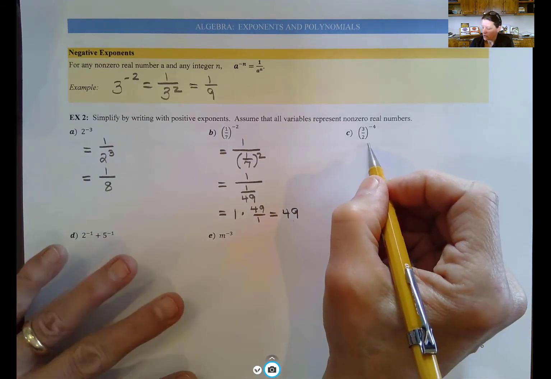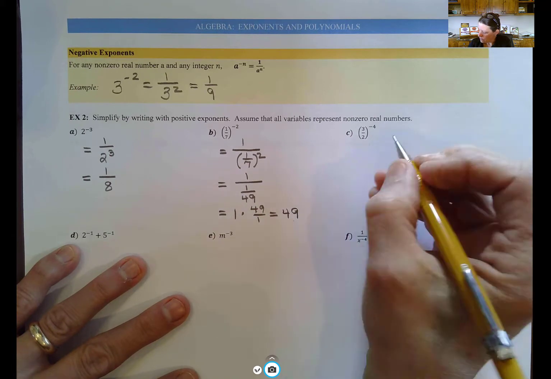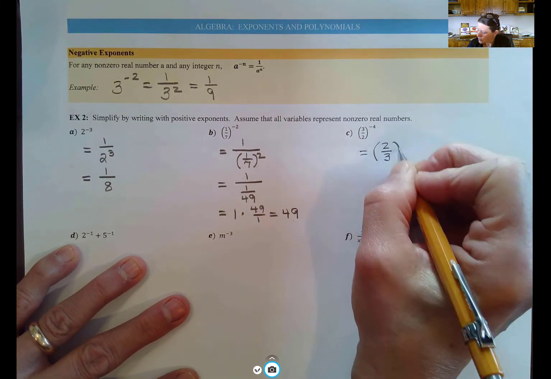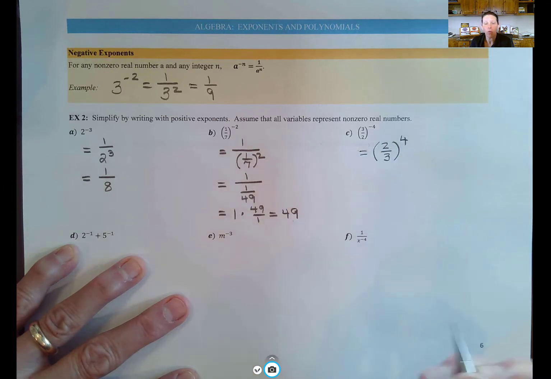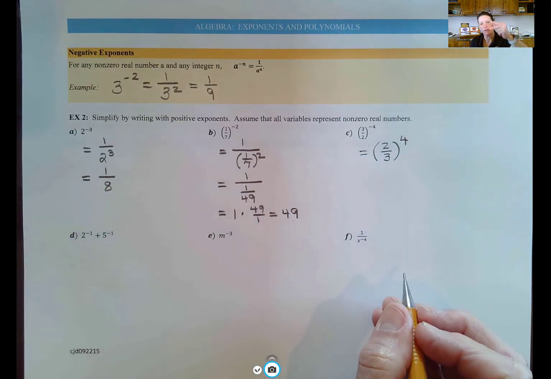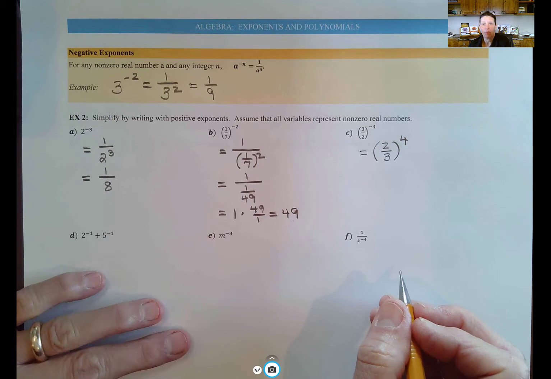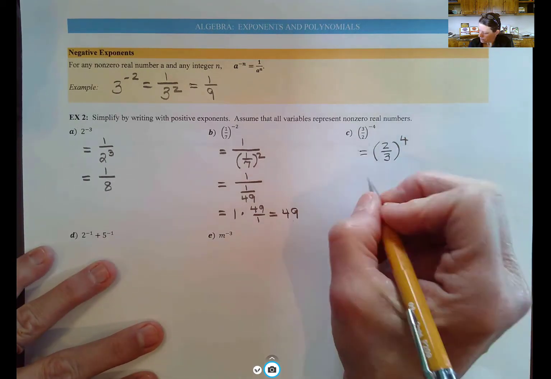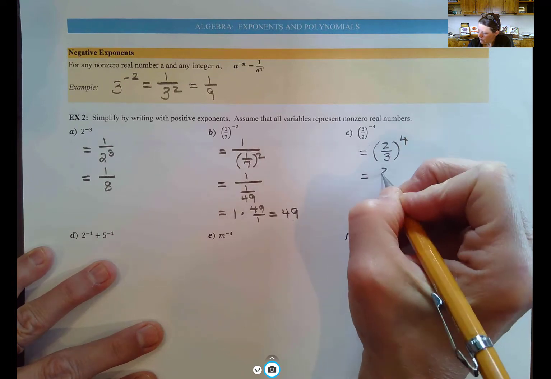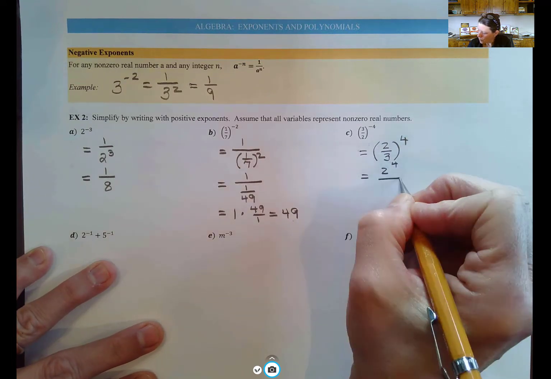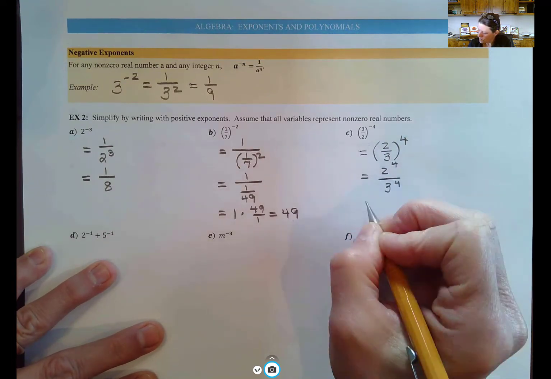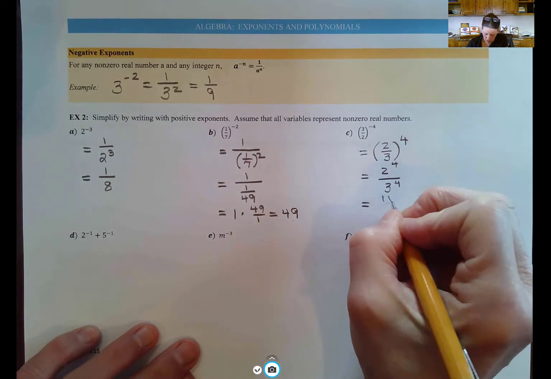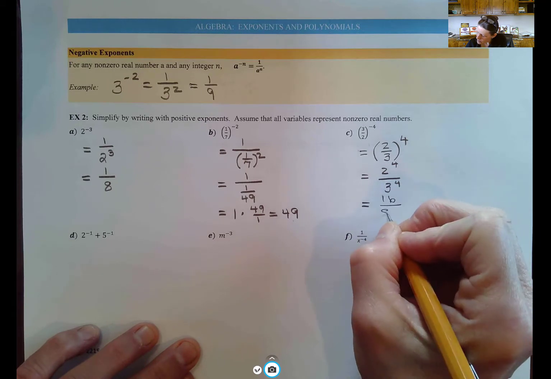Let's do that in part C. 3/2 to the negative 4, that's 2/3 to the positive 4. Okay, so here I'm just flipping that, let's say inverting that fraction, changing the sign of the exponent. And we can think of this as 2 to the 4th over 3 to the 4th. And 2 to the 4th is 16. And 3 to the 4th is 81.